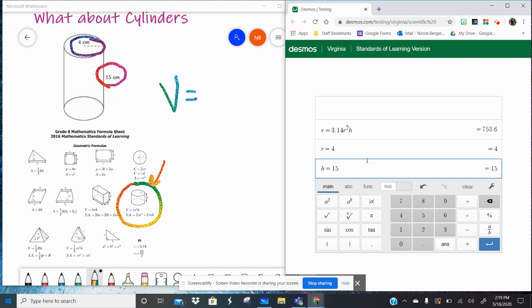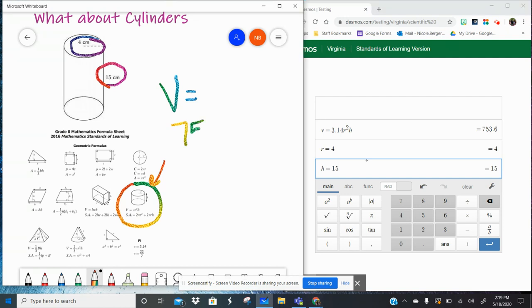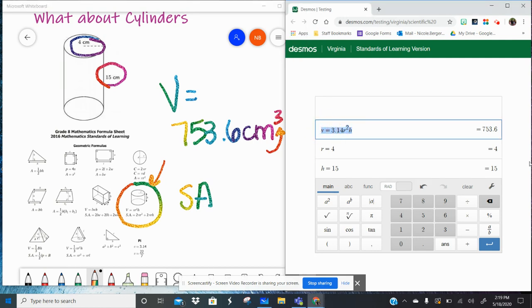And I have this 753.6 centimeters cubed. Remember, the cubed comes after that unit of measurement, right? Super simple. Type in the formula, plug in what you know. Since I'm using the same cylinder, I can leave the R and the H right here. And just for surface area, come up and change this.